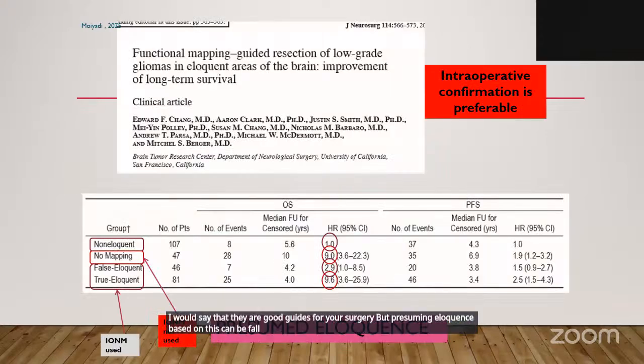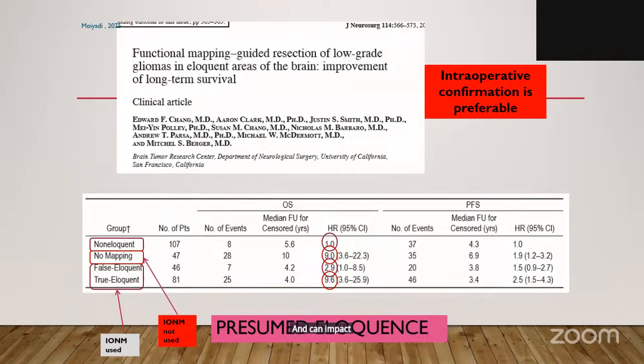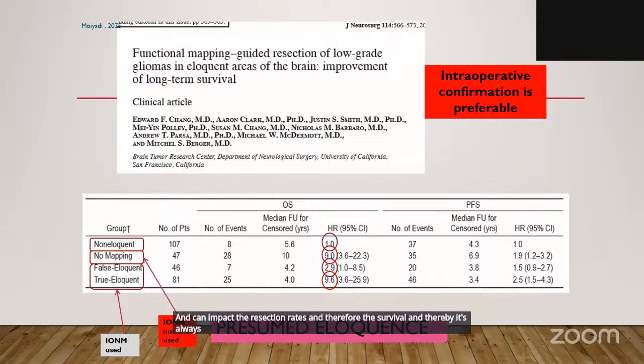And again, here there's a very nice study, and this is from Mitchell Berger's group, where they looked at the impact of assigning eloquence based on preoperative imaging versus doing intraoperative mapping. And they found that presumed eloquence can be fallacious and can impact the resection rates and therefore the survival, and thereby it's always recommended that intraoperatively you confirm the functionality, because there can be a lot of plasticity. What you think is important and eloquent and the tumor is close to it may actually have got reorganized, and you would be able to resect much more, and vice versa.